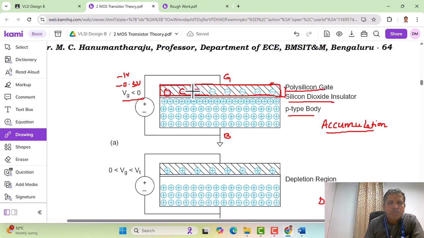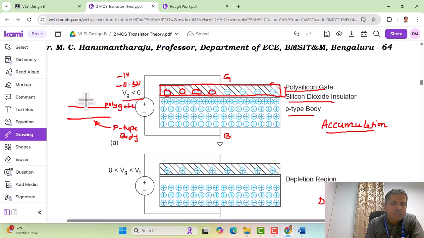So we have a negative charge here, and this complete region forms a capacitor. As I already mentioned, this upper poly gate forms the upper plate, and below we have the p-type body. This p-type body forms the lower plate of the capacitor, and the upper plate is nothing but the polysilicon poly gate.